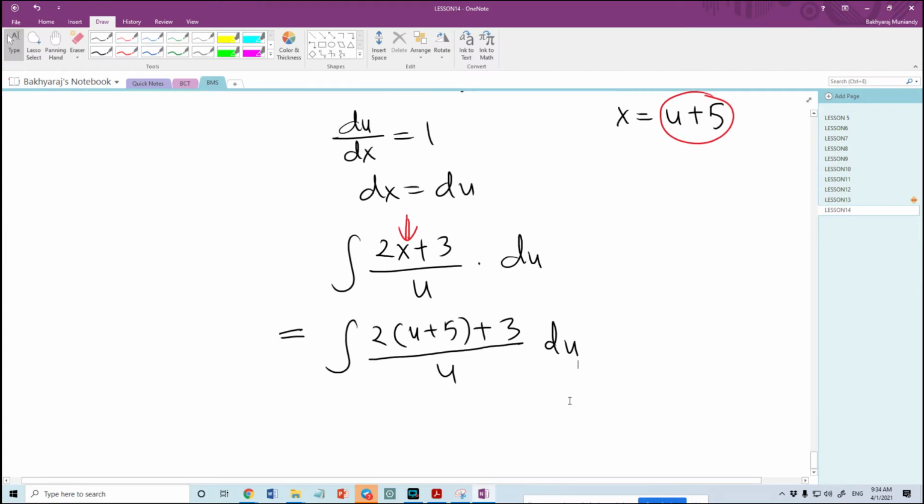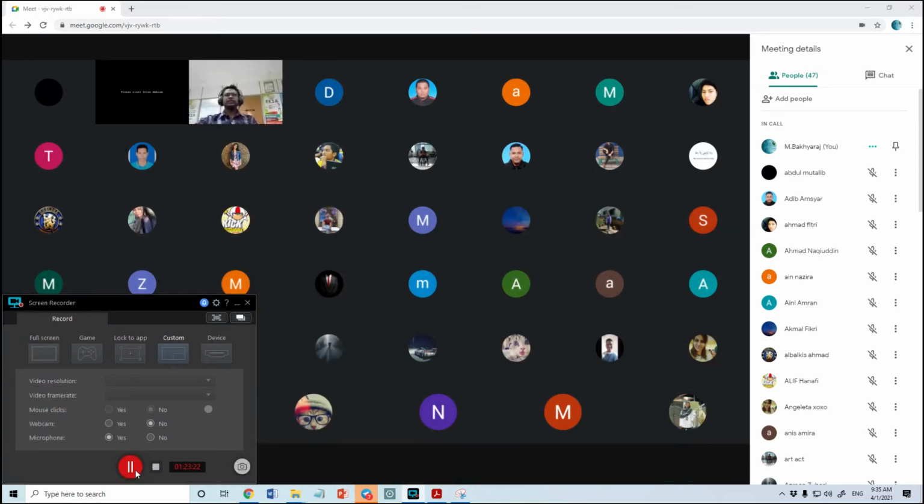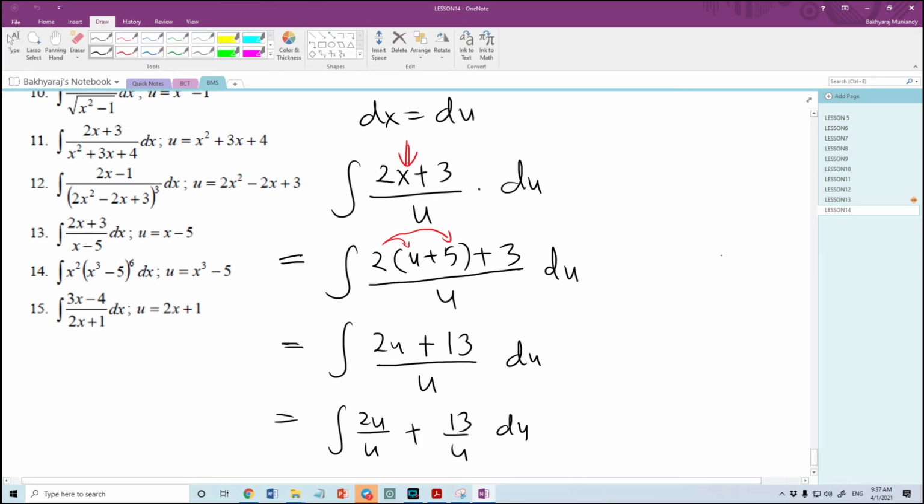Okay, next step is equal, expand 2u. Sorry for the trouble. So what we did here, apa yang kita buat di sini ialah, first you already substitute x become u plus 5. Substitute here already, kita dah masuk sini. Expand, you get 2u plus 10 plus 3, you get 2u plus 13, and then divide by u. Since it's a single fraction, over u is just a fraction.